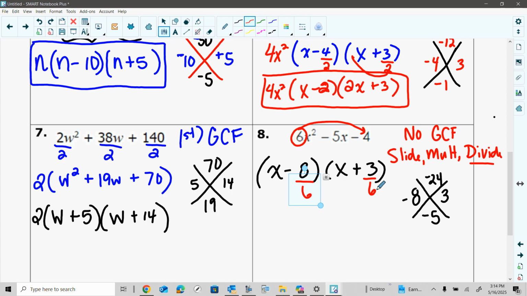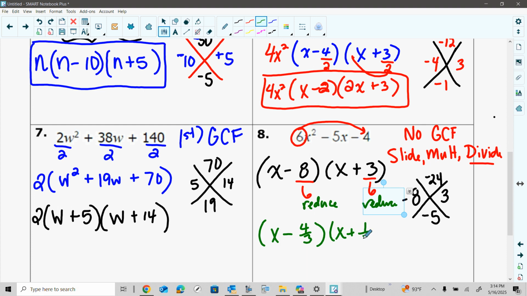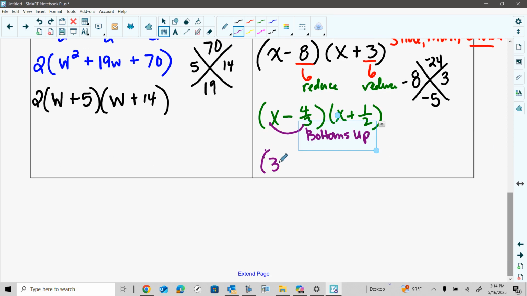Now, 6 cannot go into 8, but this can be reduced. Actually, both can. We want to reduce it if it's a fraction. So this is 8 sixths, which is 4 thirds, and this is 3 sixths, which is 1 half. Then we do bottoms up and put it in binomial form. So this ends up being 3x minus 4, and again, bottoms up, 2x plus 1.